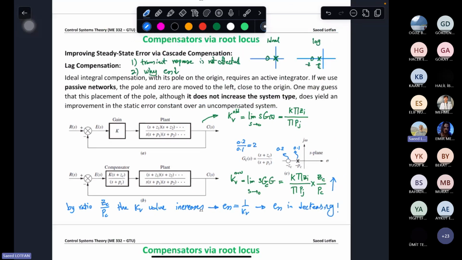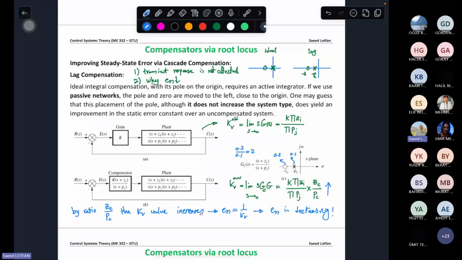So when we compare the pure integral form and the non-pure integral form, in the pure integral form, if you increase the type of the system, you are definitely decreasing the steady state error to zero. But in the lag form, the non-ideal form, you are just decreasing the steady state error. You are not definitely making it zero, okay? And also the transient response is not affected. Why again? Because you're adding a zero and a pole at the same time. You have the character of zero-pole cancellation, so it is not affecting the transient response. Clear? No question? Okay.